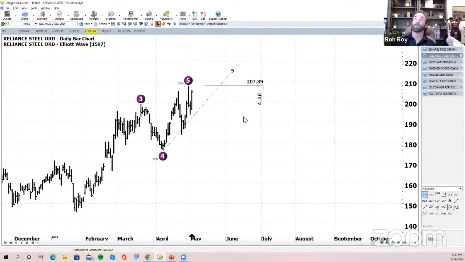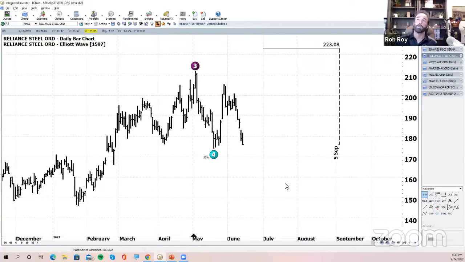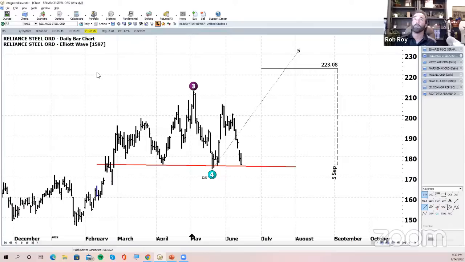Back on May 3rd, we looked at this on Reliance Steel, and you can see basically we're right back to that wave 4 level. So we came down, we bounced up, we're right back at this level. So we'll see if that 4 holds at the 50%. But at some point, we're going to get some sort of a reprieve.